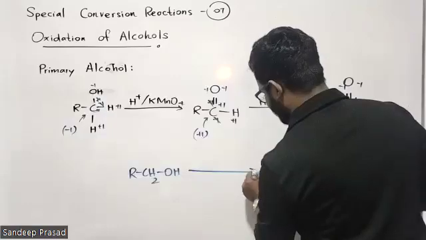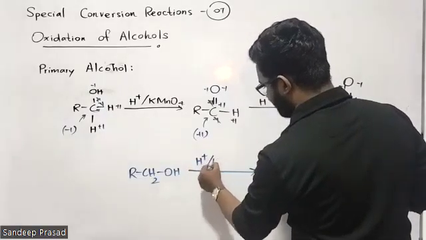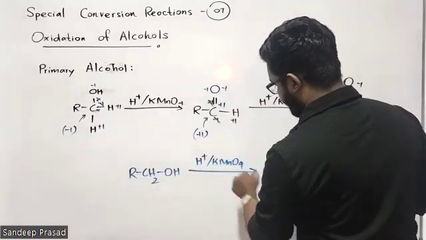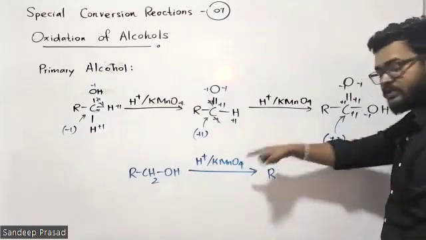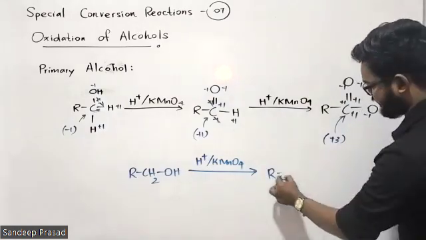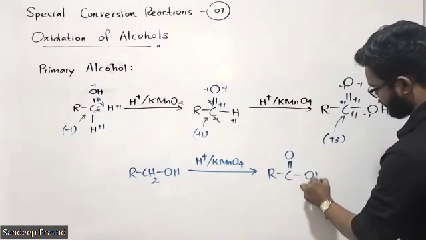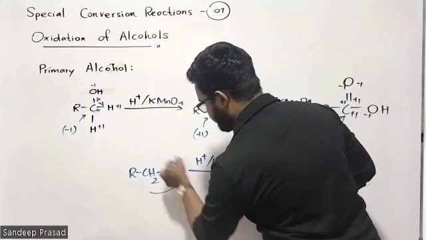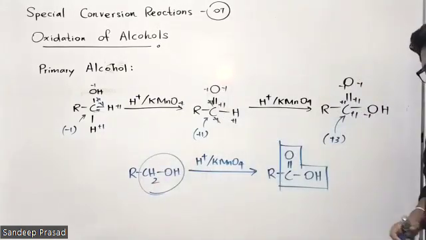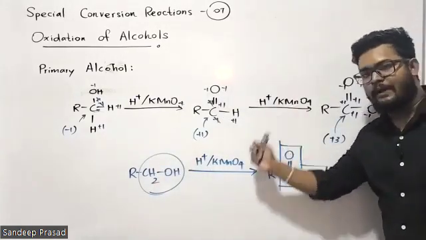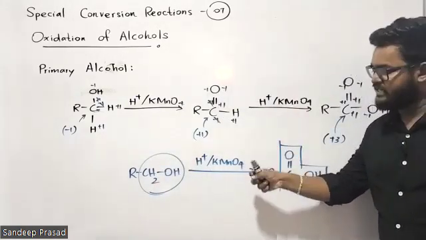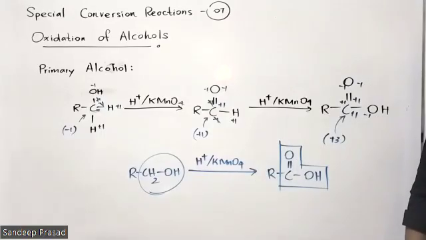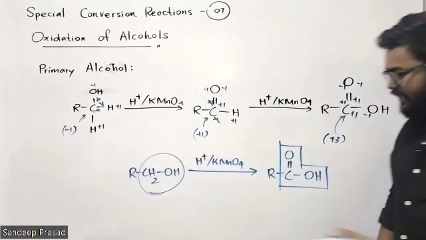So therefore, tell me, when we add a strong oxidizing agent, like acidic KMnO4, primary alcohols are going to convert into what? Carboxylic acid, C double bond OH. If you want to convert primary alcohols into carboxylic acids, you have to add a strong oxidizing agent like acidic KMnO4. Acidic KMnO4, right?